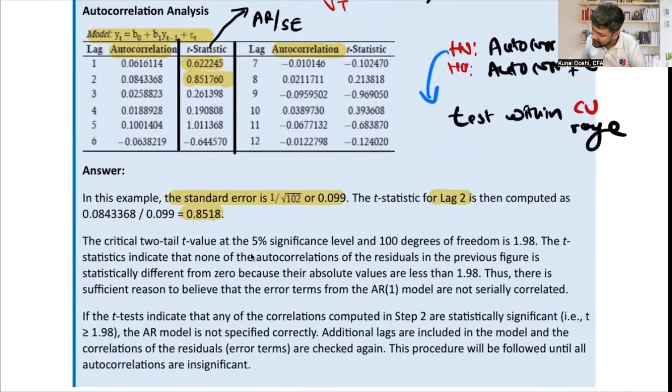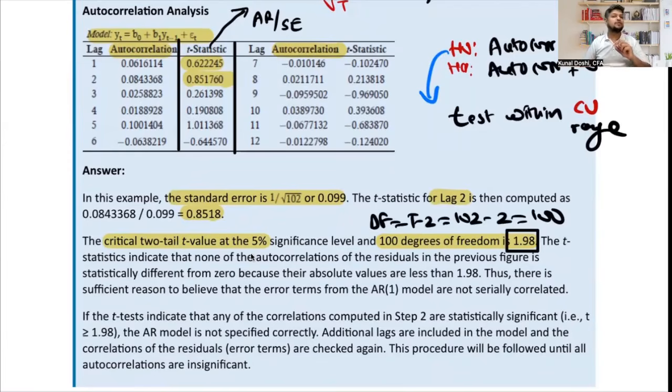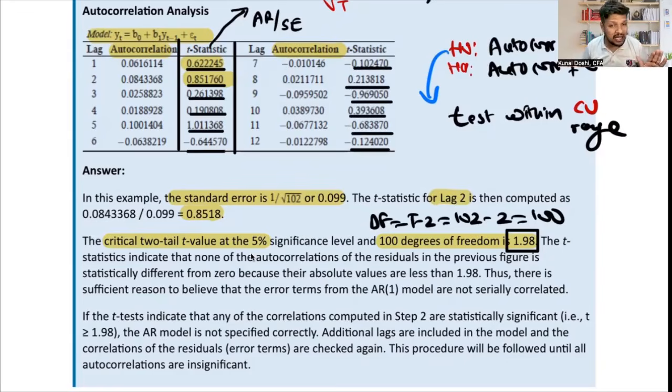They've told me the critical value: two-tail t value, 5% significance and 100 degrees of freedom. Why 100? Because my degrees of freedom is T minus 2, that is 102 minus 2, that is 100. This value they will provide in the exam, it is 1.98. I'll have to check whether the value is within that 1.98 range or not. If all of these values are within plus or minus 1.98, then you are comfortable to go, and you will fail to reject the null.